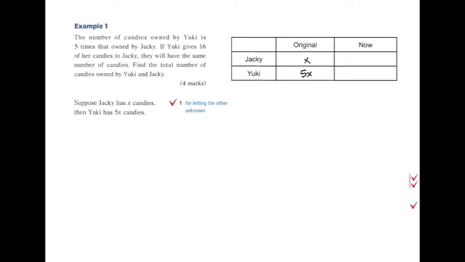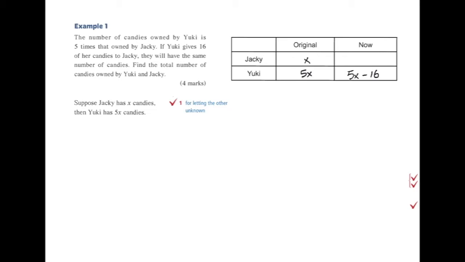From the question, we know that if Yuki gives 16 of her candies to Jackie, they will have the same number of candies. That means Yuki has 16 candies less. Her final number of candies will be 5X minus 16.